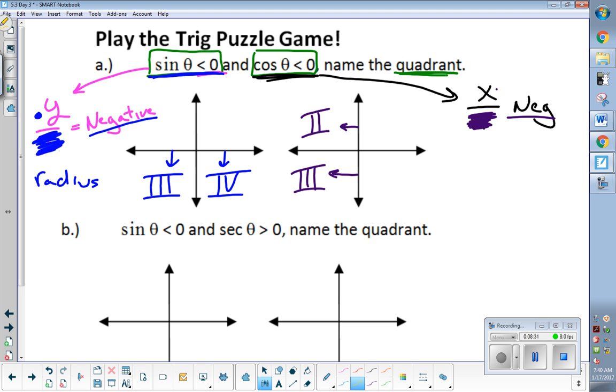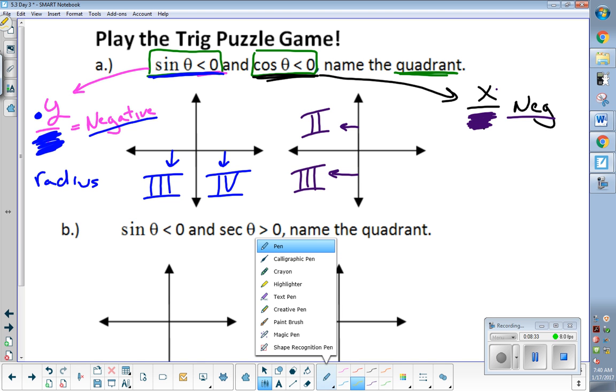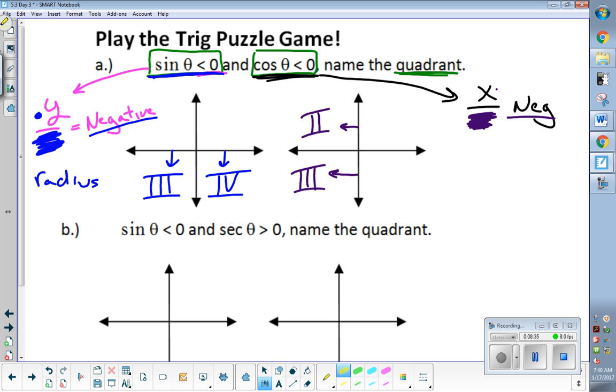So now we can make our decision. In the first one, it could only be 3 or 4. In the second one, it can be only quadrant 2 or 3. Which quadrant is true for both of them?